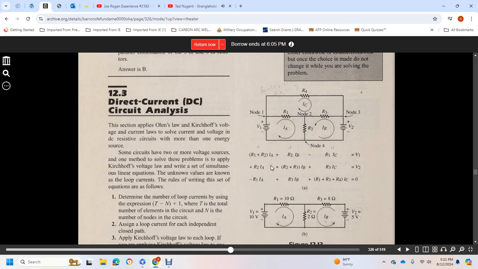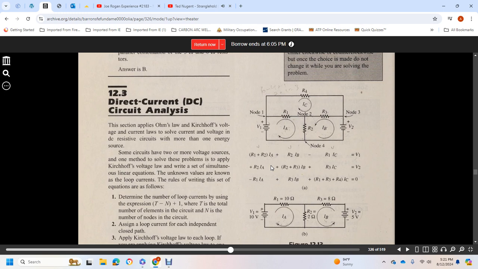12.3, direct current circuit analysis. This section applies Ohm's law with Kirchhoff's voltage and current laws to solve the current and voltage of DC resistive circuits with more than one energy source. Some circuits have more than one voltage source. One method to solve these problems is to assume Kirchhoff's voltage law and write a set of simultaneous linear equations with unknown loop currents. The rules for writing the set of equations are as follows.